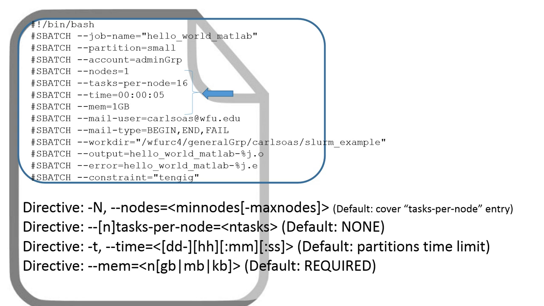The mem directive is the only entry needed to allocate the amount of memory required per node. There is no short form notation or default value. This entry is required. Values can be entered as a plain number in bytes or in short form, gigabyte, megabyte, or kilobyte notation.